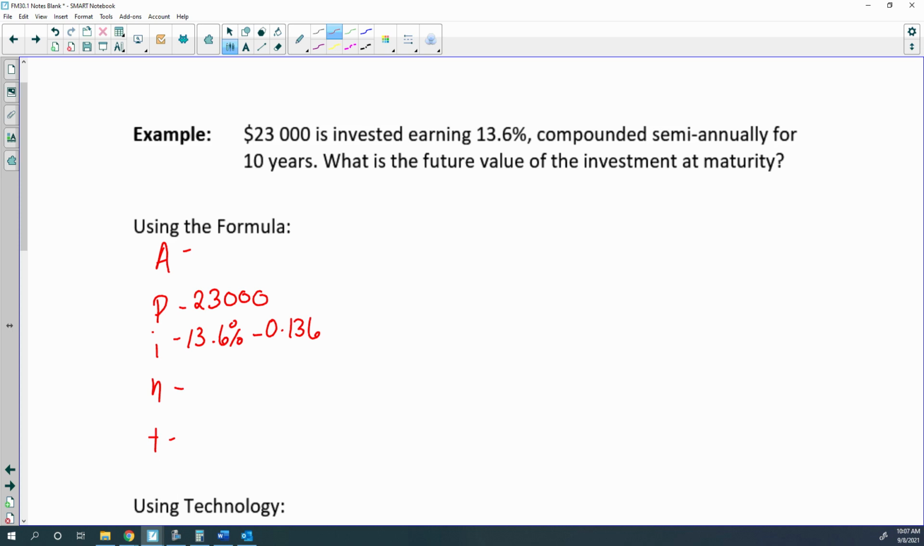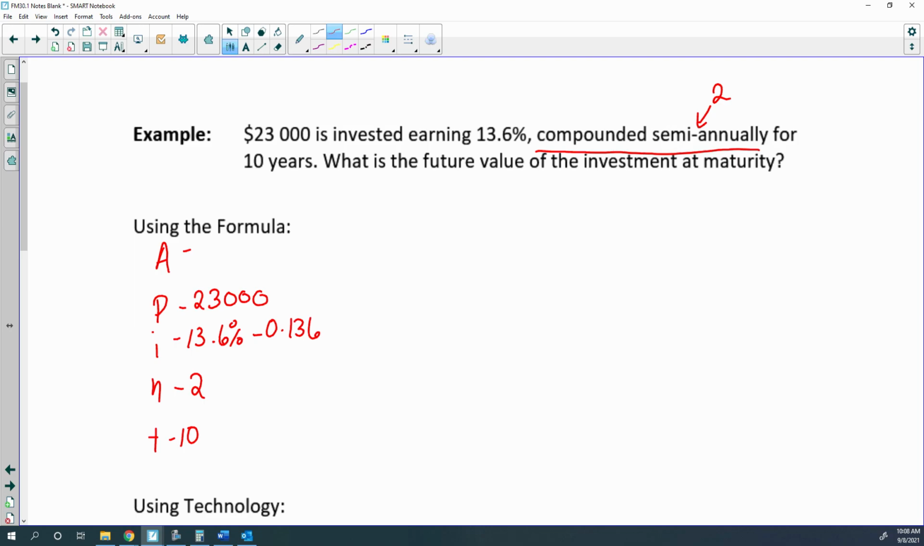The N is our compounding time, and so we're compounded semi-annually. This semi-annually means twice, so our N is going to be 2, and then our T is 10 years. Just a note for future problems, how you tell the difference between a simple and a compound is that the simple will say simple, and the compound says compounded.